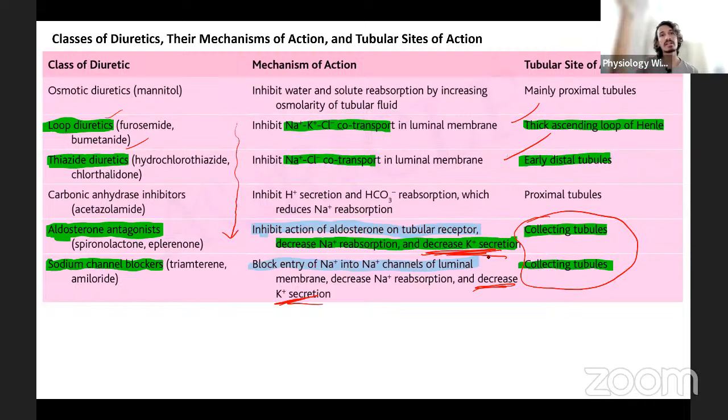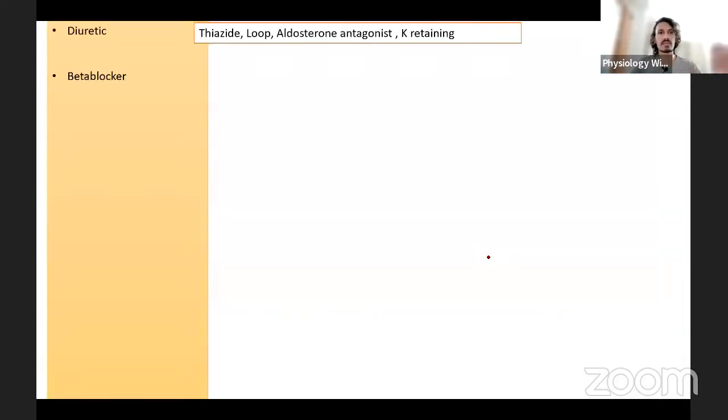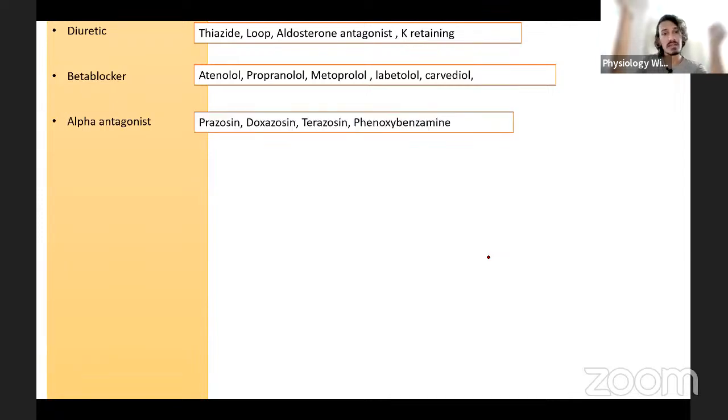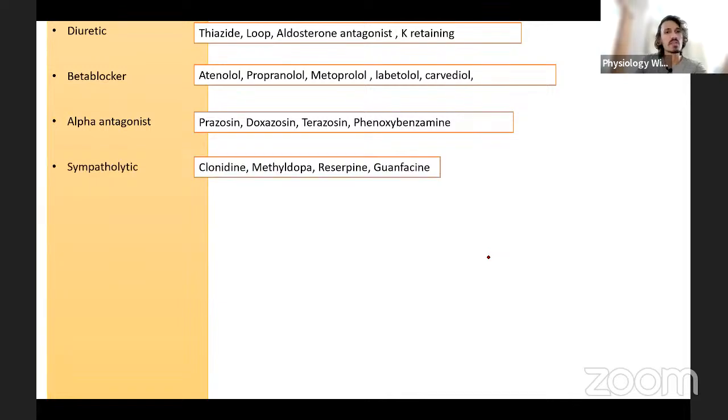Okay, so these are all different ways by which your diuretics act. The other treatments, apart from diuretics: beta blockers, these are just examples: atenolol, propranolol, metoprolol. Labetalol, carvedilol have not only beta but alpha blocking also. Alpha antagonists, specifically prazosin, doxazosin; sympatholytics, clonidine, methyldopa and all.